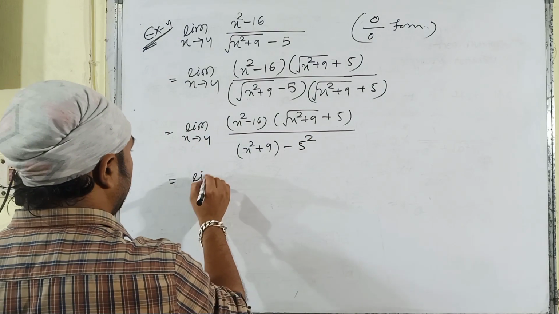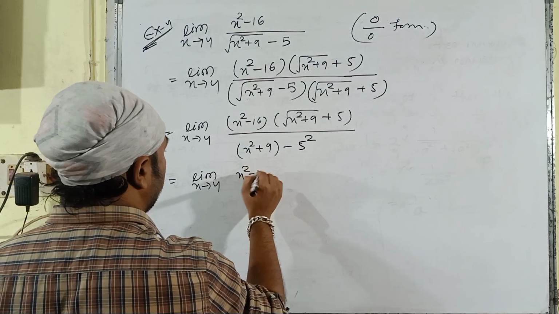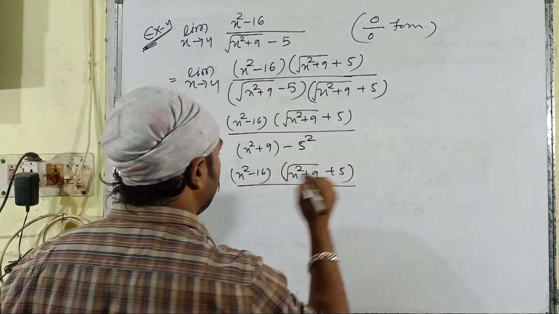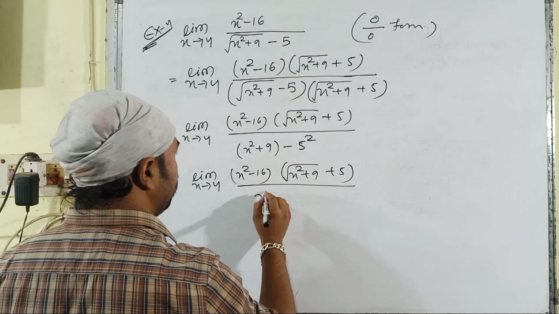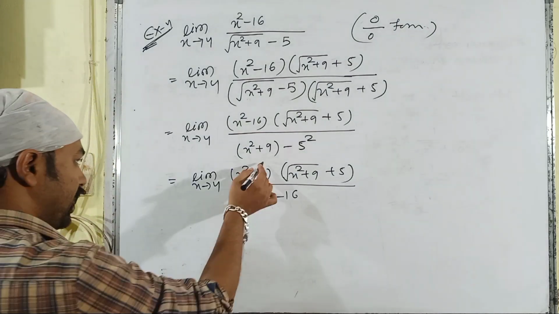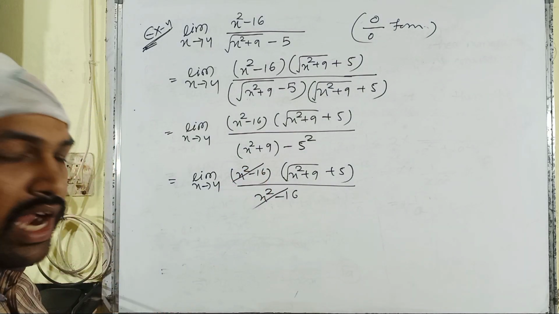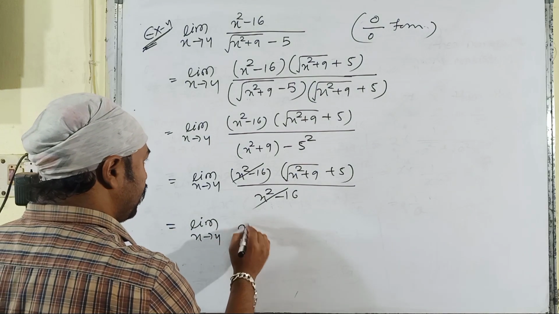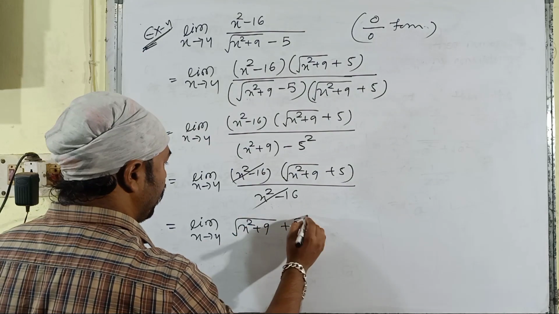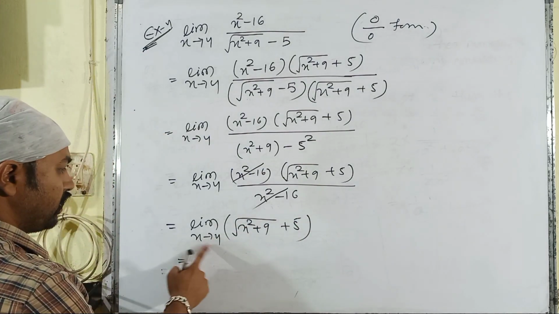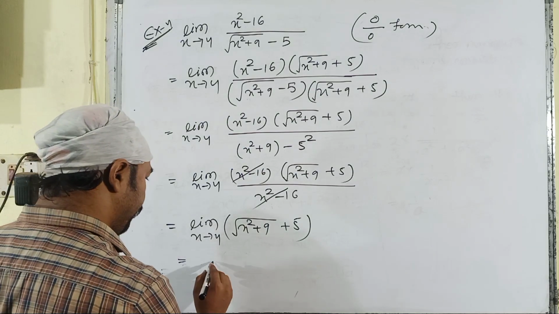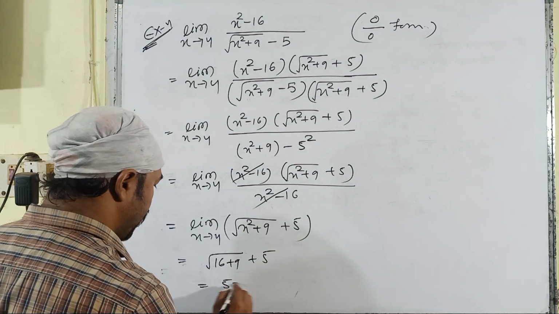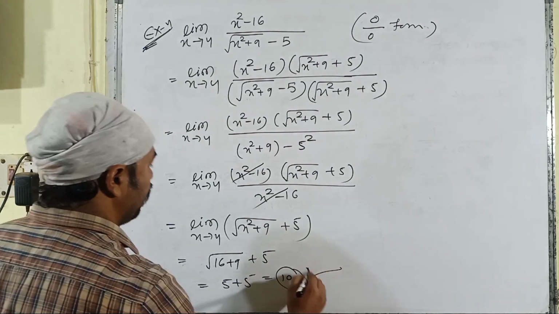Then it is limit x tends to 4, x square minus 16 times square root of x square plus 9 plus 5, divided by x square minus 16. Then cancelling the common parts from the numerator and denominator, we have limit x tends to 4, square root of x square plus 9 plus 5. Then by putting the value x equal to 4 here, it is square root of 16 plus 9 plus 5, that means 5 plus 5. Okay, the answer is equal to 10.